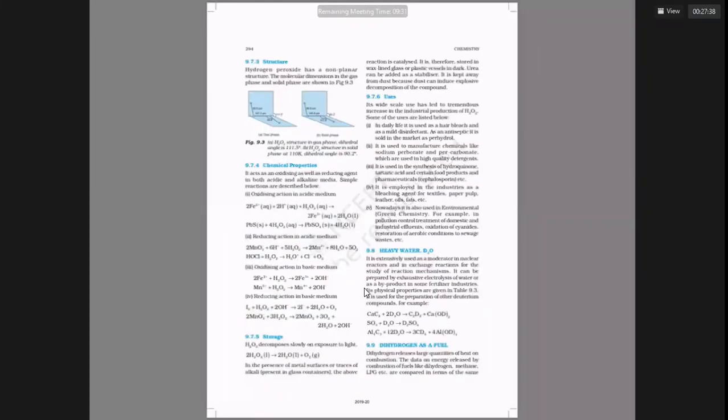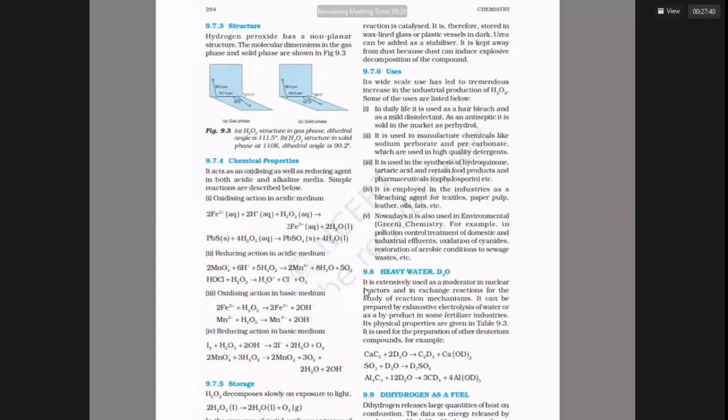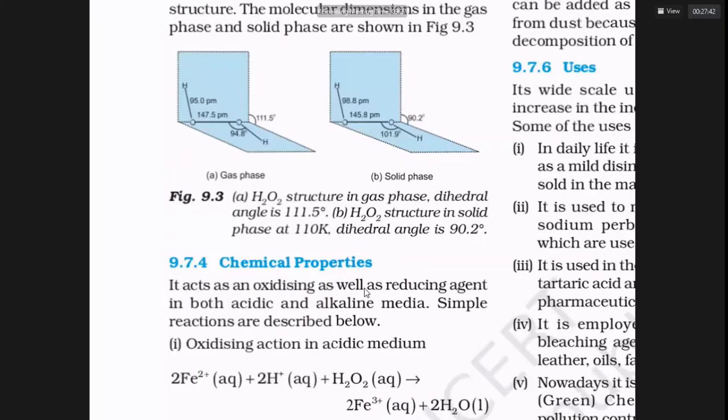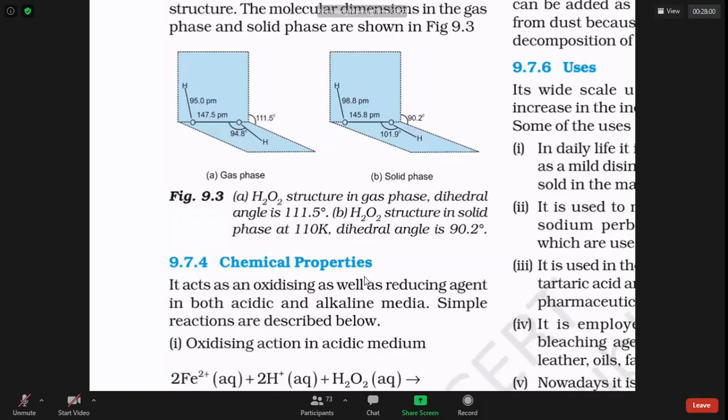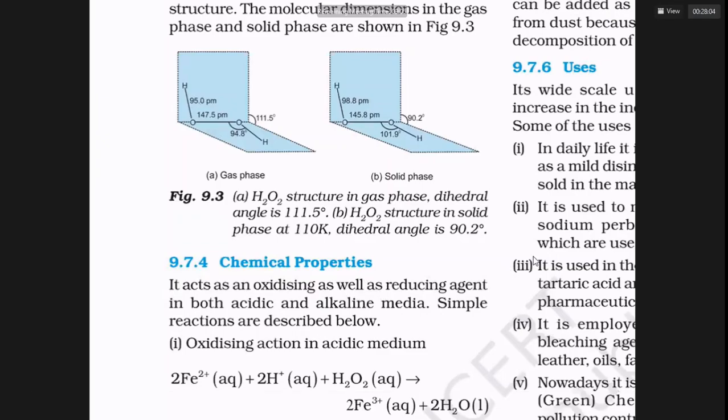Students should remember the structure of H2O2 in gas phase and in solid phase, the bond angles, bond lengths, bond parameters, and how they are changing. OO bond length is 147.5 in gas phase, which is shortened to 145.8 in solid phase. OH bond length is 95 picometers in gas phase, which is lengthened to 98.8 picometers in solid phase.